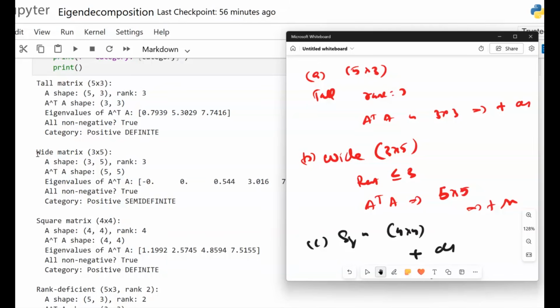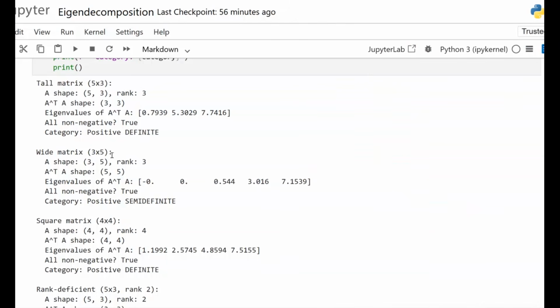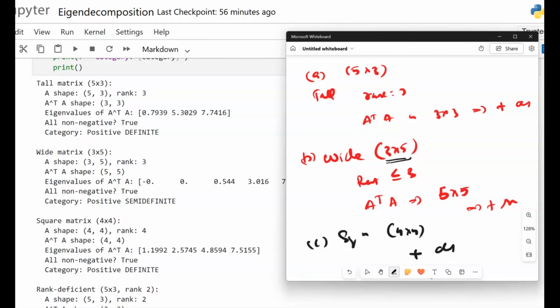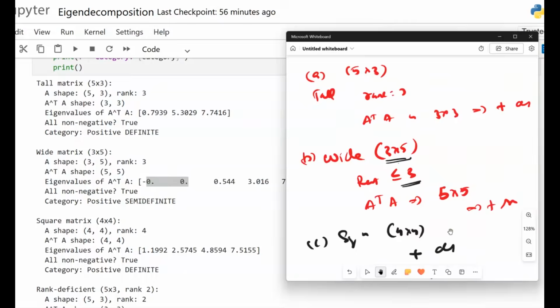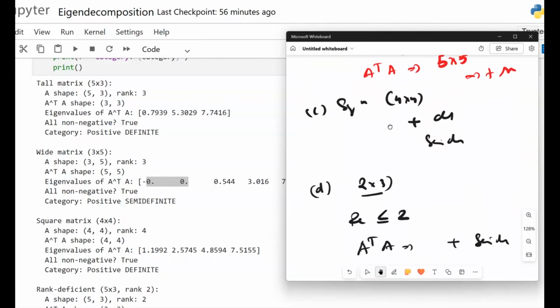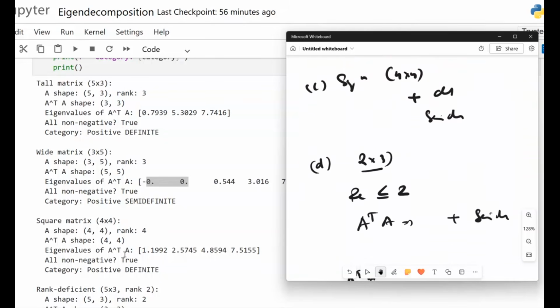And when going for this wide matrix, kindly observe, we have 3 by 5, and the exact rank is exactly 3. And when going for the eigenvalues, kindly observe, dear friends, we have a few zeros also, that is, less than or equal to 0. And when going on towards this square matrix, kindly observe, dear friends.